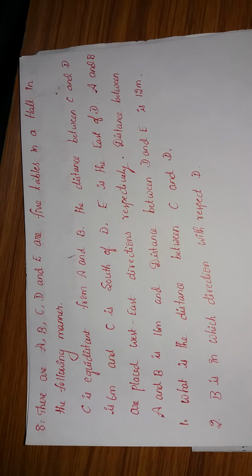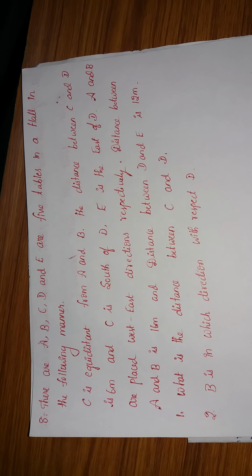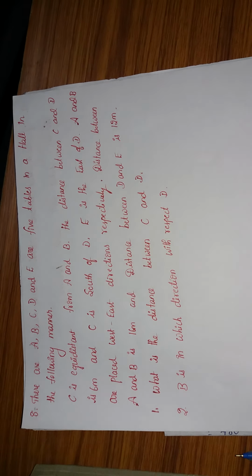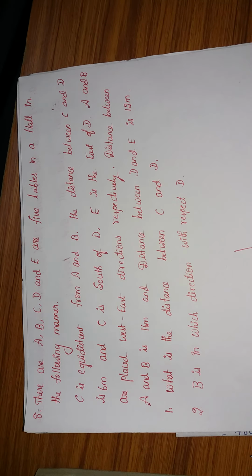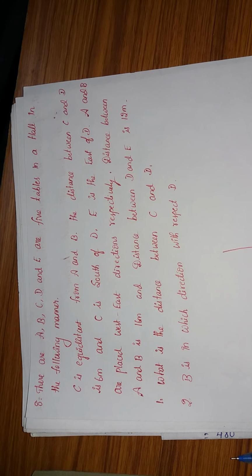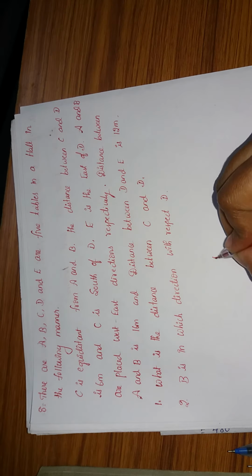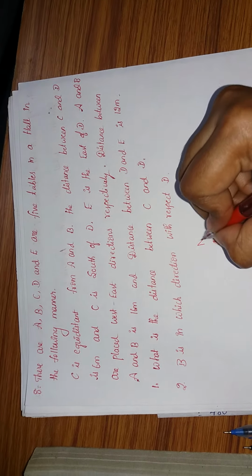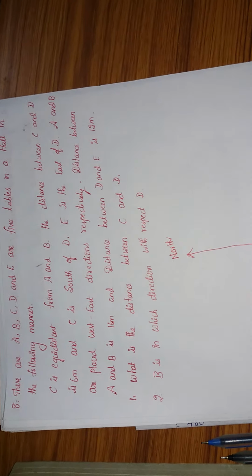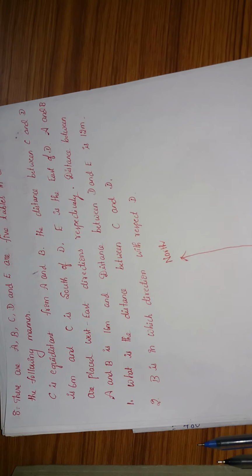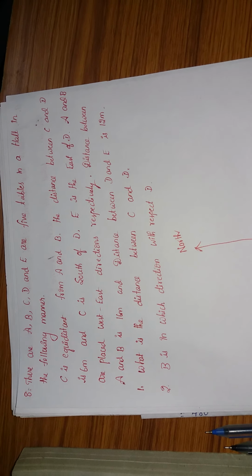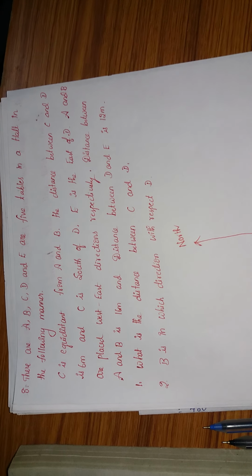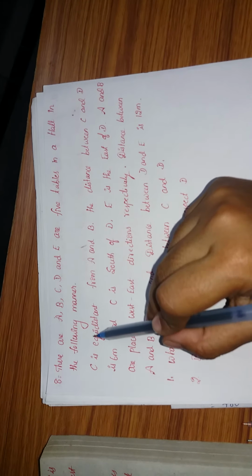There are A, B, C, D, E, 5 tables in the hall in the following manner. So let us solve this by drawing north, south, east and then west. So what is the question?